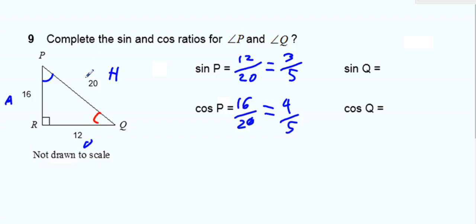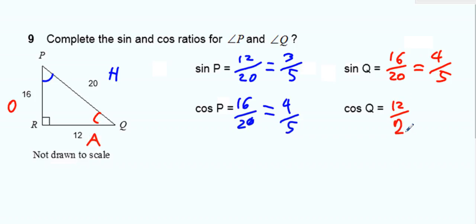For angle Q, you just change your reference. So now this is opposite and this is adjacent. So sine is opposite over hypotenuse, 16 over 20, which again reduces to 4 over 5. And cosine would be adjacent over hypotenuse, which would be 12 over 20, which reduces to 3 over 5.